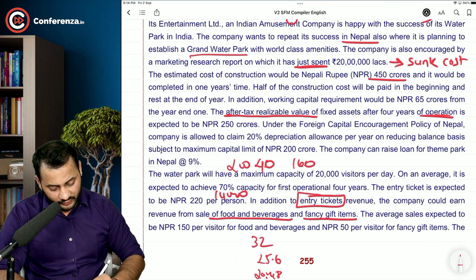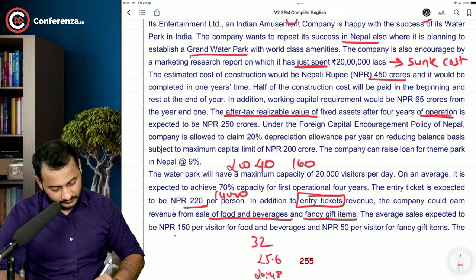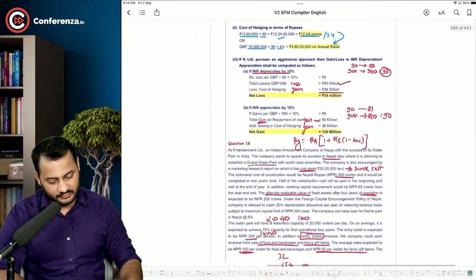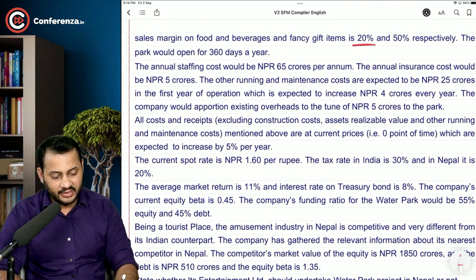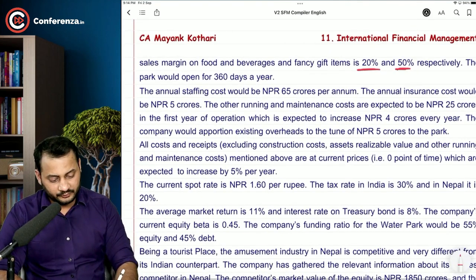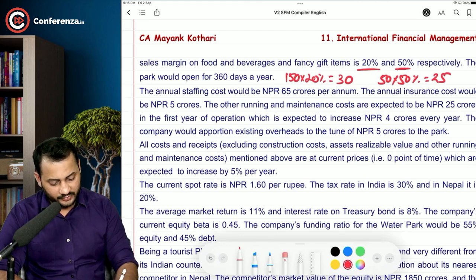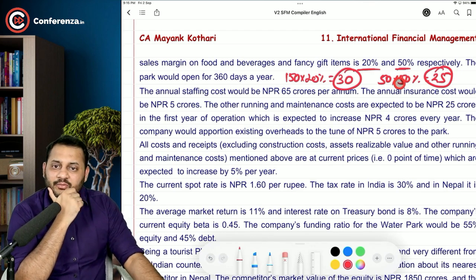First, the entry ticket of 220. Second, the food and beverages at 150 and 50 rupees per fancy gift item. Okay, sir. Sales margin on food and beverages and fancy gift is 20% and 50%. That means 150 into 20%, that's 30 rupees, and 50 into 50%, that's 25 rupees. So this is the only margin. Let's take the profit directly, right? On fancy gift items and food and beverages.